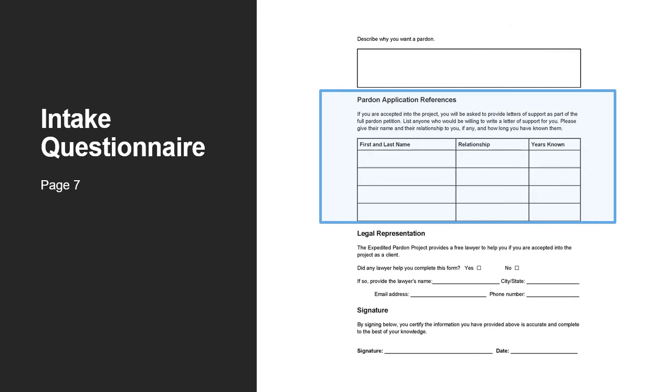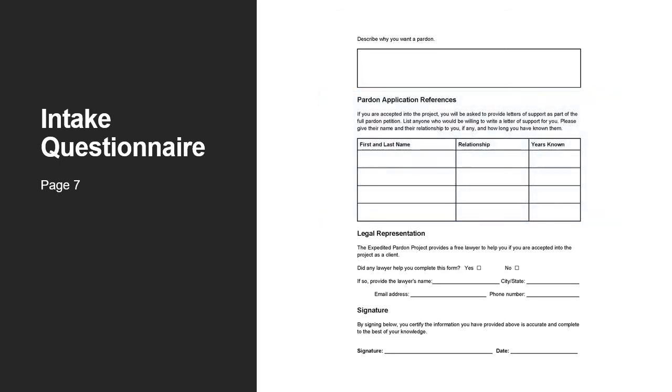Next, you will need to identify pardon application references. If you are accepted into the project, you will be asked to provide letters of support as part of the full pardon petition. List anyone who would be willing to write a letter of support for you. They may include community or religious leaders, employers, friends, neighbors, or family members. Please give their name and their relationship to you, if any, and how long you have known them.